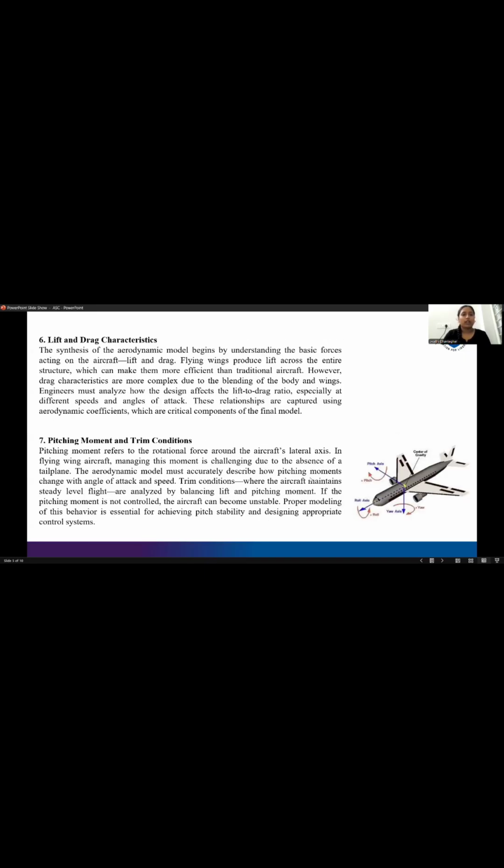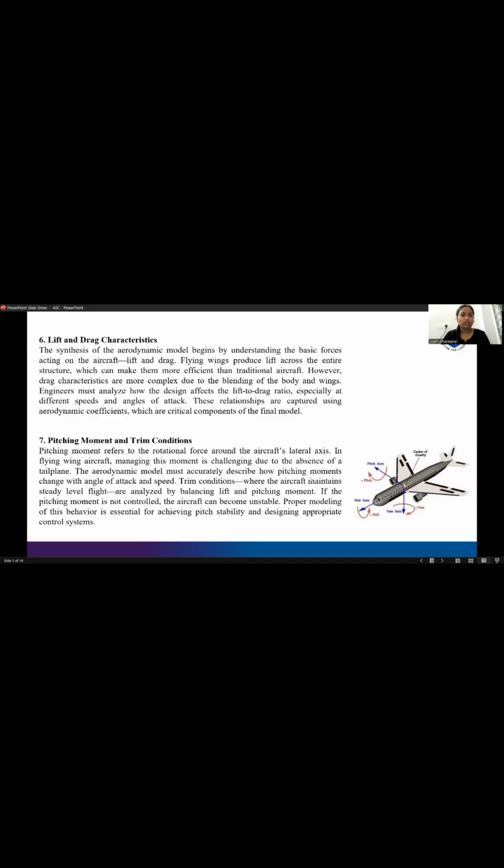Lift and drag characteristics. The synthesis of an aerodynamic model begins by understanding the basic forces acting on the aircraft: lift and drag. Flying wings generate lift across the entire structure, which makes them more efficient than traditional aircraft.